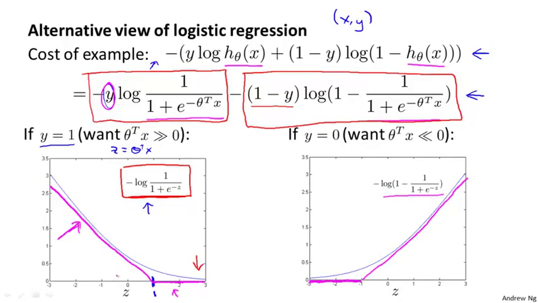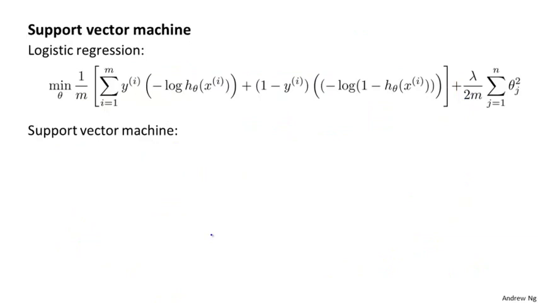So let me give these two functions names. This function on the left, I'm going to call cost subscript 1 of z, and this function on the right I'm going to call cost subscript 0 of z. The subscript just refers to the cost corresponding to when y is equal to 1 versus when y is equal to 0. Armed with these definitions, we're now ready to build the support vector machine. Here's the cost function J of theta that we had for logistic regression. In case this equation looks a bit unfamiliar, it's because previously we had a minus sign outside, but here I instead moved the minus signs inside this expression, so it just makes it look a little bit different.